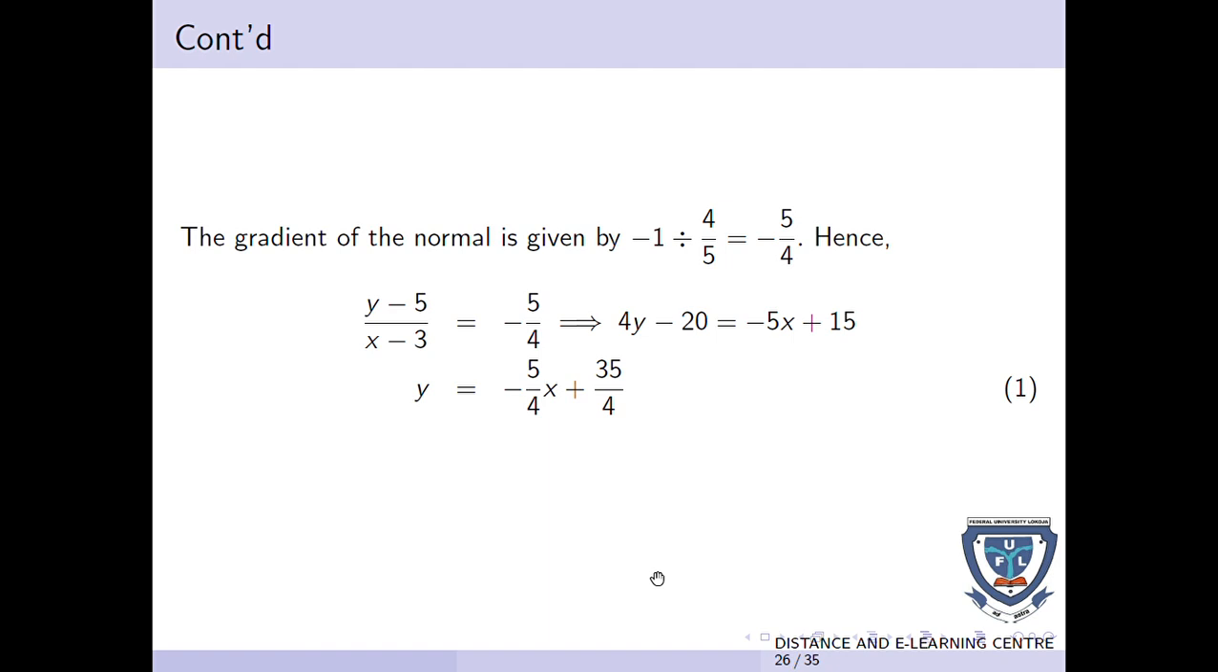tangent. Now the gradient of the normal is given by minus 1 divided by 4 over 5, which is equal to minus 5 over 4. Hence (y minus 5) all over (x minus 3) is equal to minus 5 over 4. And when you cross multiply and make y the subject, you're going to have minus 5/4 x plus 35 over 4.